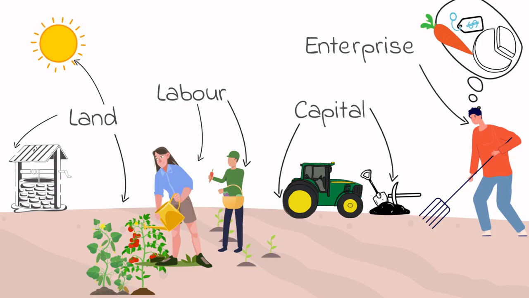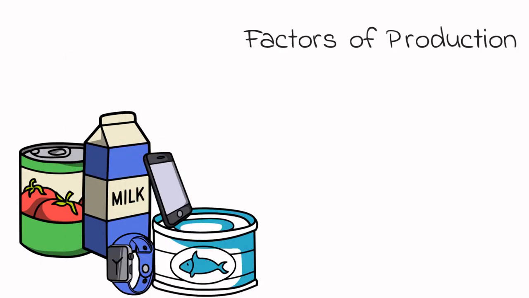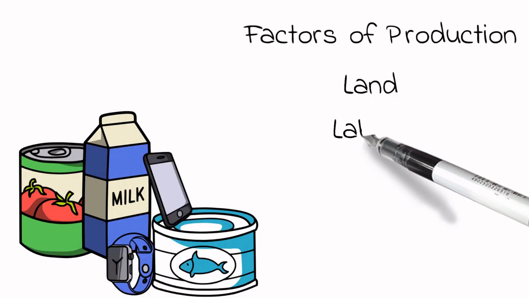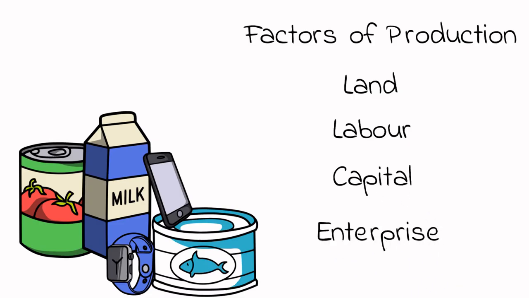If any of these factors are missing, production wouldn't be possible. Every product we buy is made possible by 4 factors of production: land, labor, capital, and enterprise. Each factor plays a specific role, but they all work together to make production happen. Some factors, like labour and capital, are more mobile than others, while land is the least mobile.